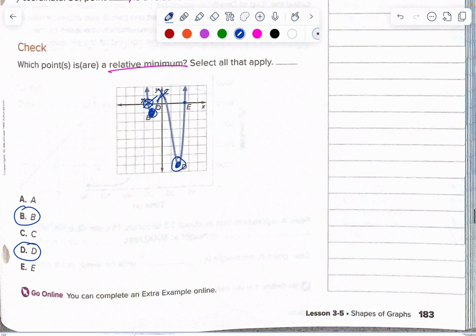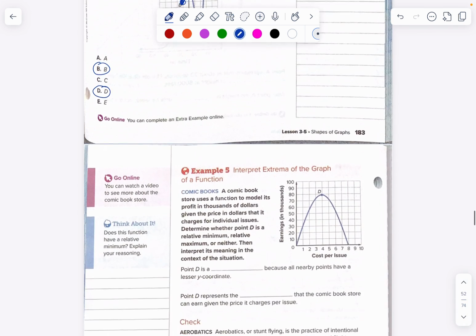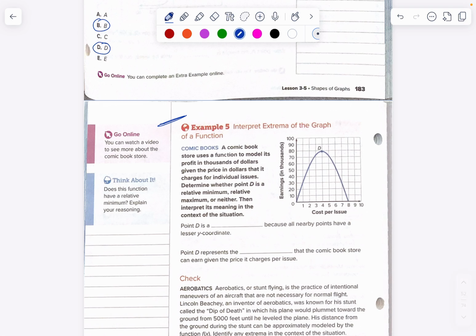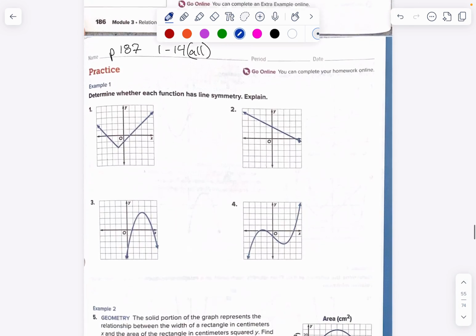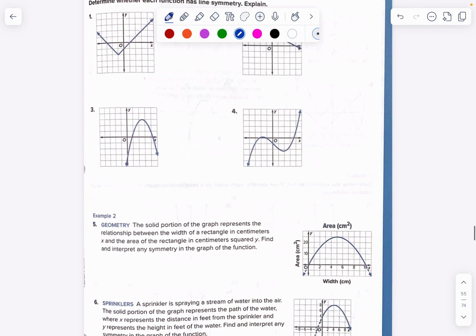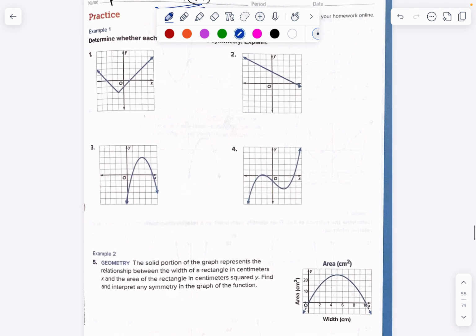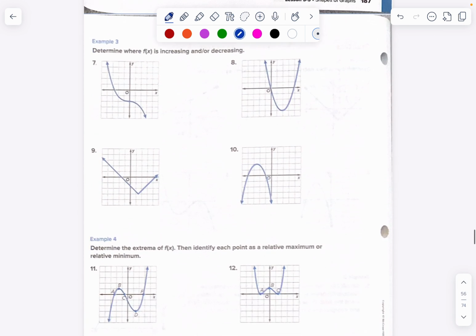All right, so that was a lot of information. It's a long section. So we will start up again tomorrow with example 5 and continue on from there. But for homework, I want you to do 1 through 14, all. The first page, or most of the first page, is just figuring out what that line of symmetry is, and that doesn't take very long. Actually, most of these questions don't take very long.